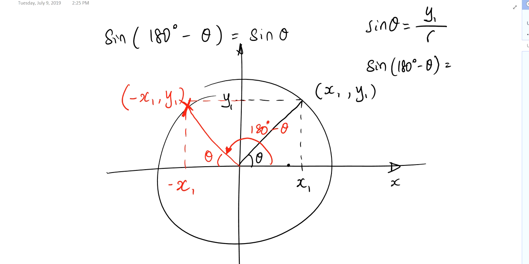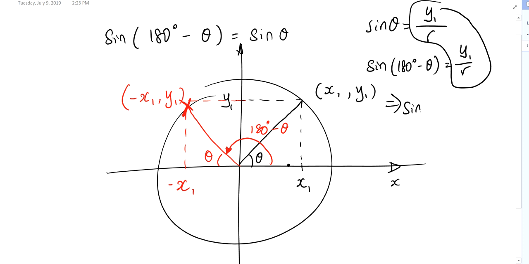It is still y over r, but what is the value for y? Is it y1? Does 180 degrees minus theta also have y1? Yes, it is also y1. Therefore, we have y1 over r, and since these two are the same, sine theta equals sine of 180 degrees minus theta. This is how we derived it. Let us do the same for cosine.